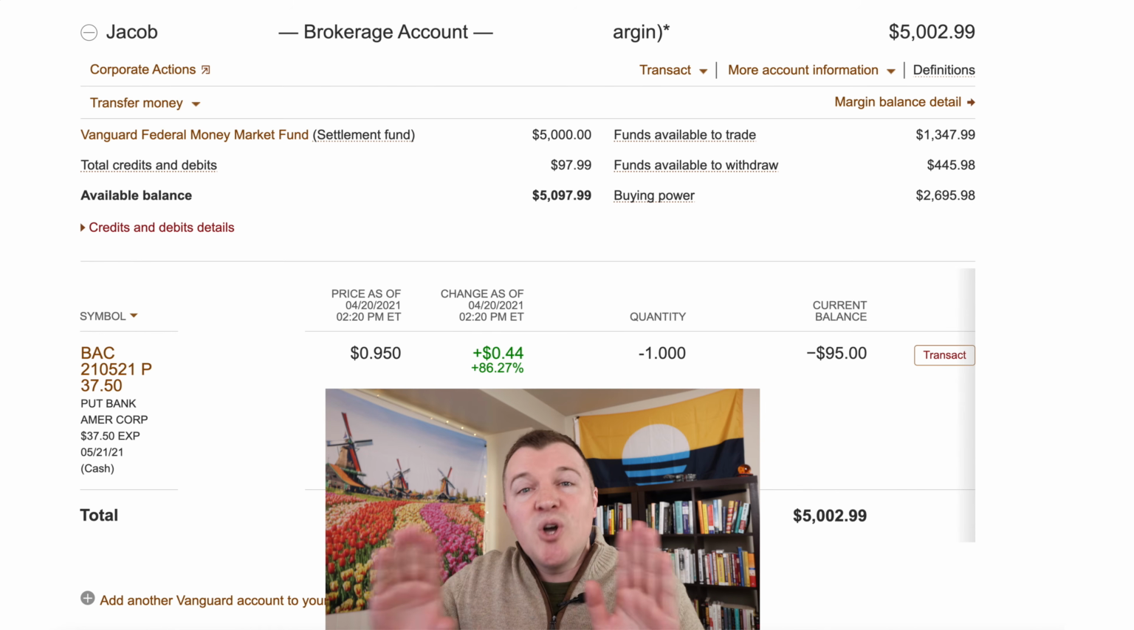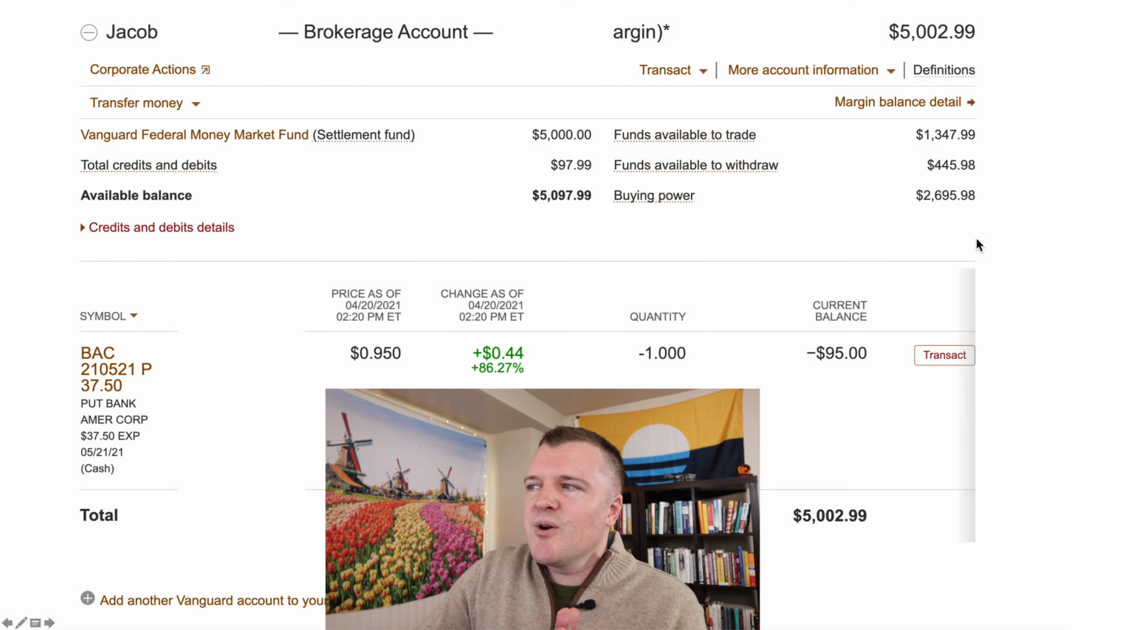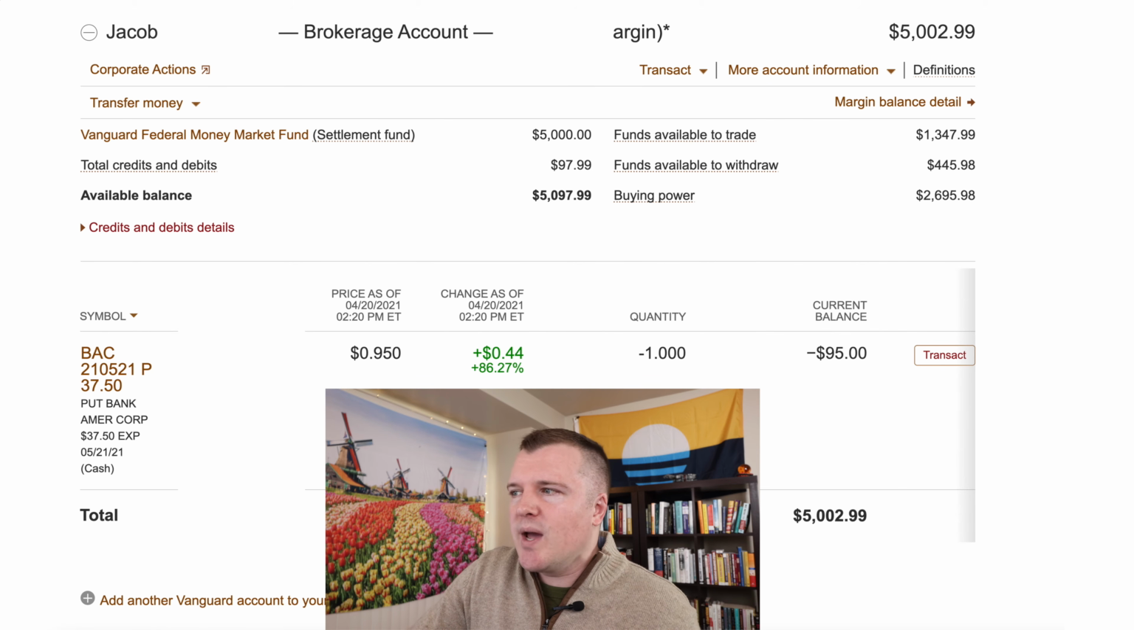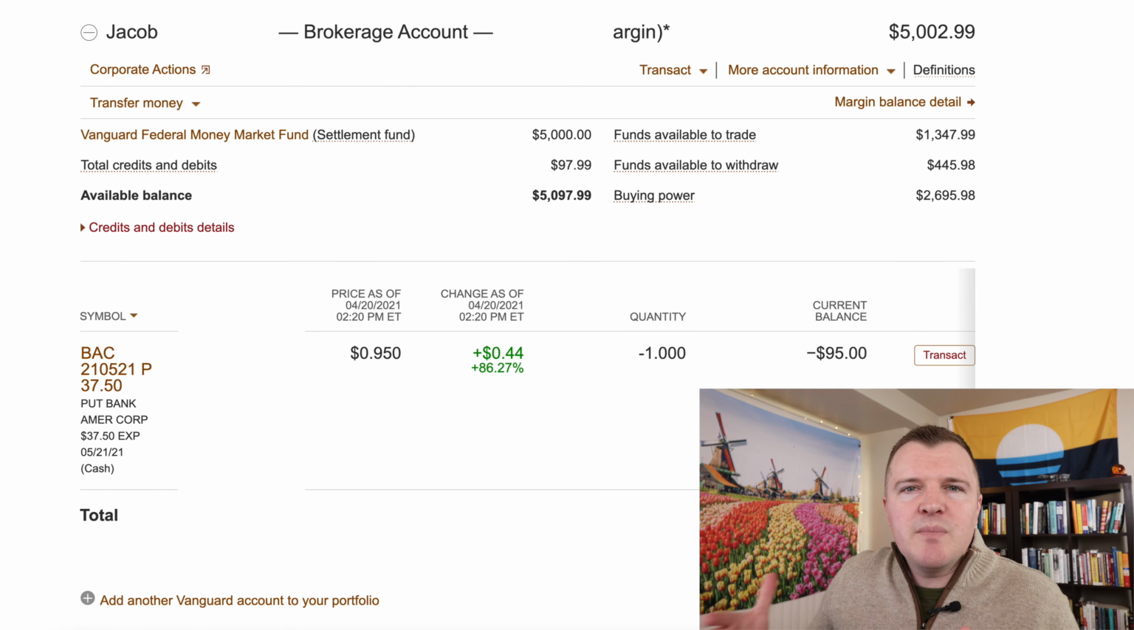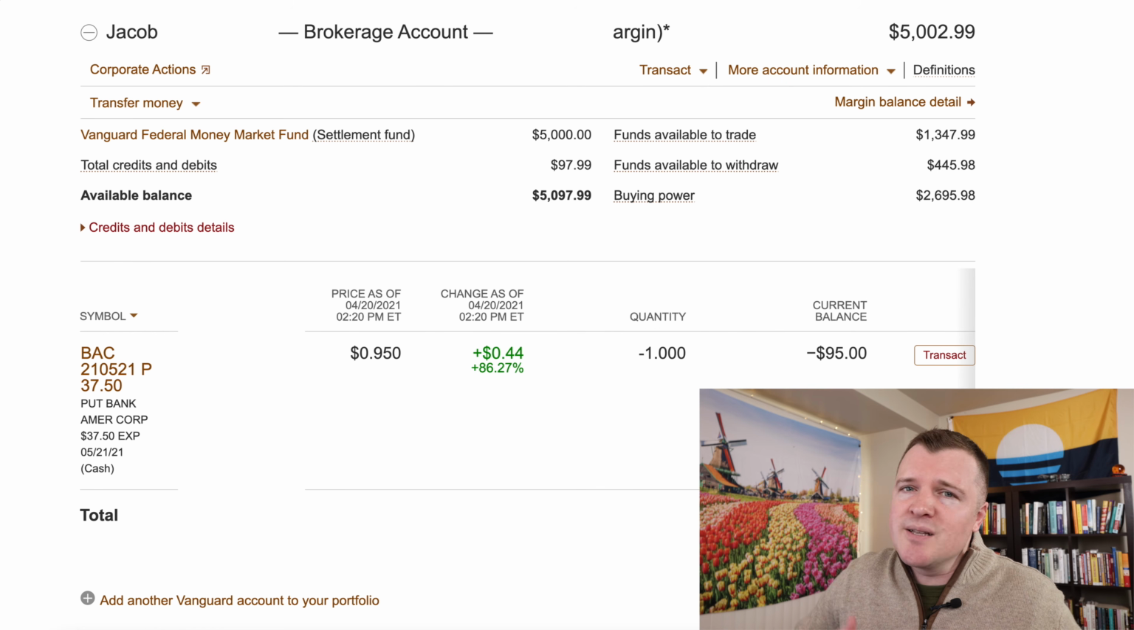Currently this contract has no intrinsic value, it's out of the money. But slowly over the next month, the current balance for this put contract is going to start going down from negative 95 to negative 90, negative 70, negative 40, as the remaining extrinsic value wastes away. Then my account balance will actually go up, and it'll show that I have a balance of $5,098. So the most money I can make from selling a cash secured put is the premium for the contract, if by expiration it expires out of the money and it's worthless.